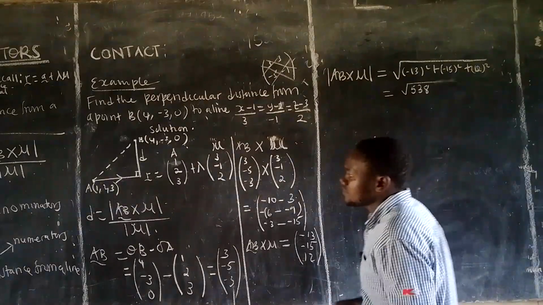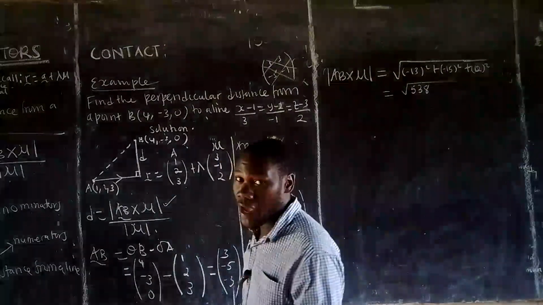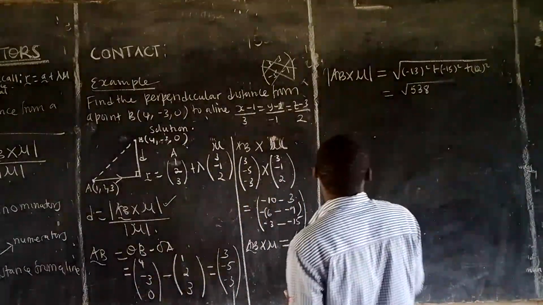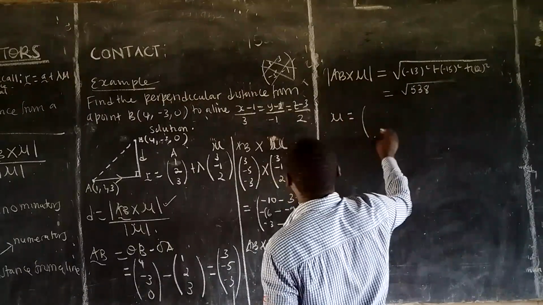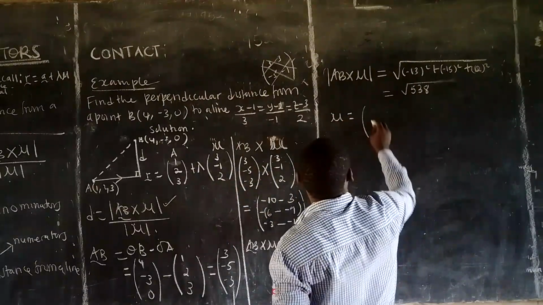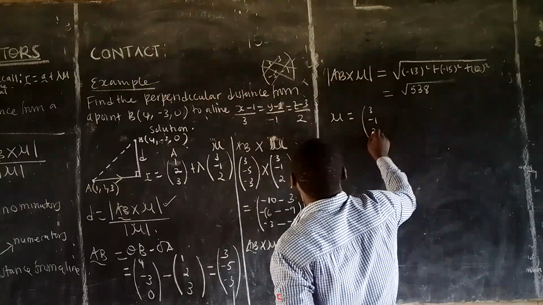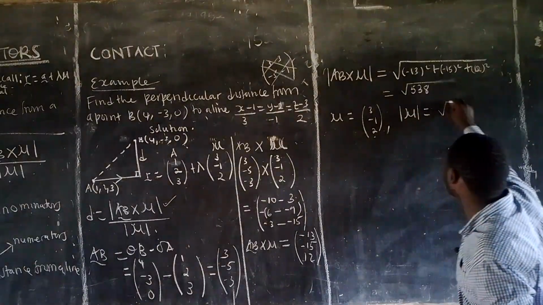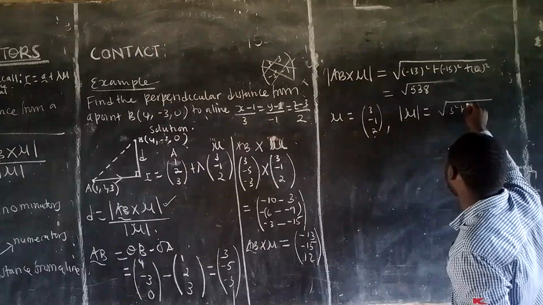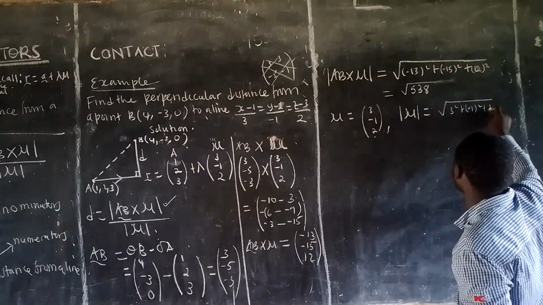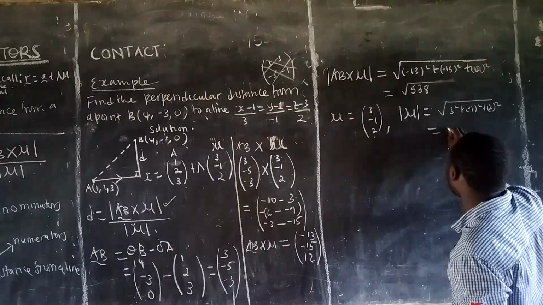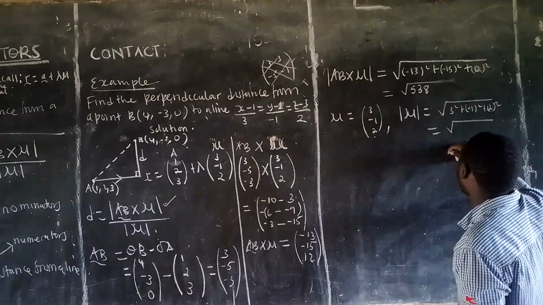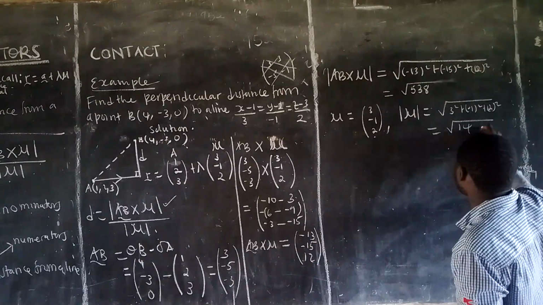The next, as per the formula, we have obeyed this one. Then we need to also obey this one. So the magnitude of mu, remember, your mu is originally equal to, I told you that mu is this one here: 3, negative 1, 2. So now the magnitude of mu will be equal to the square root of 3 squared plus negative 1 squared plus 2 squared. So this will now give us the square root of 9 plus 1 plus 4, which is 14.